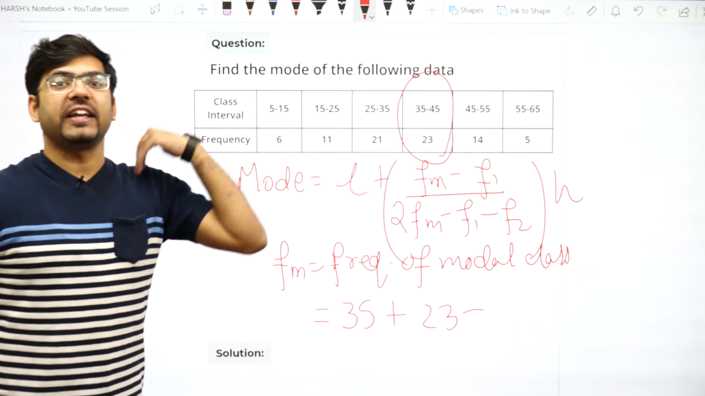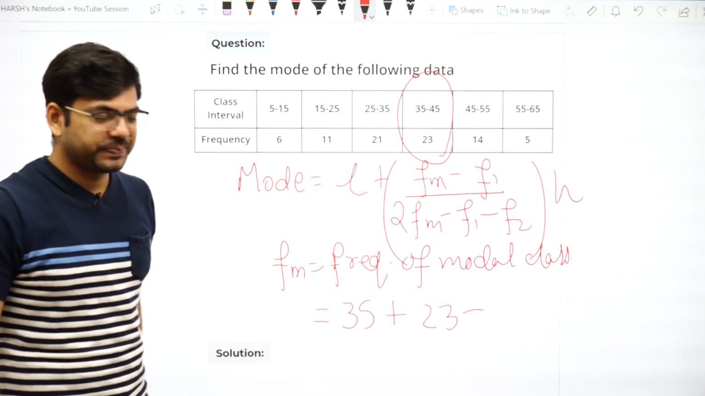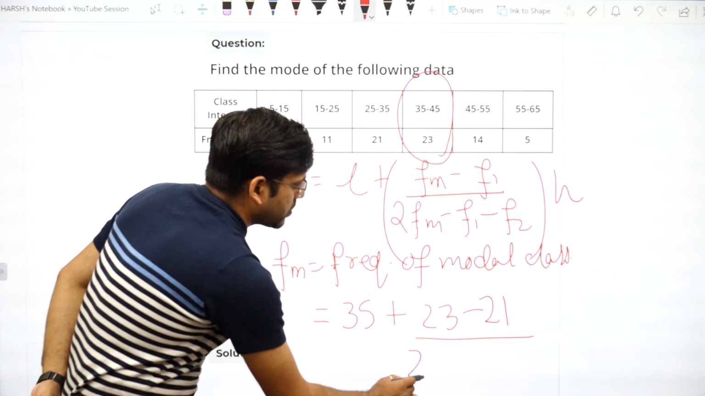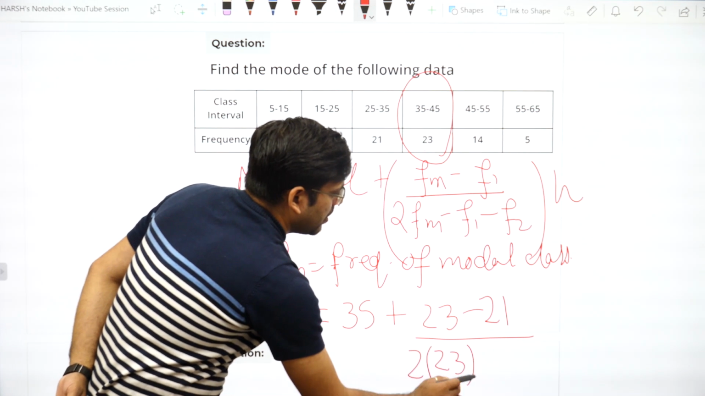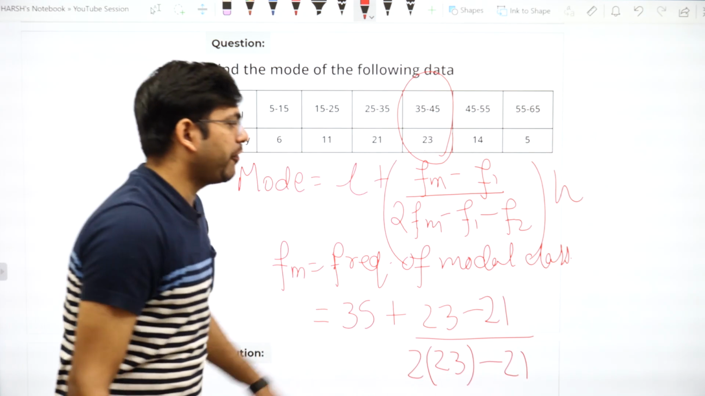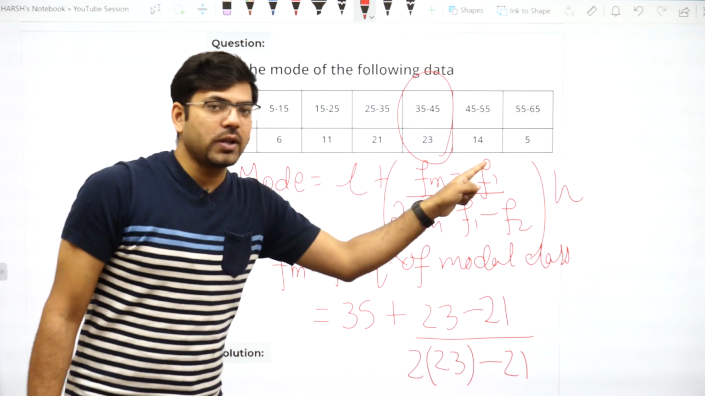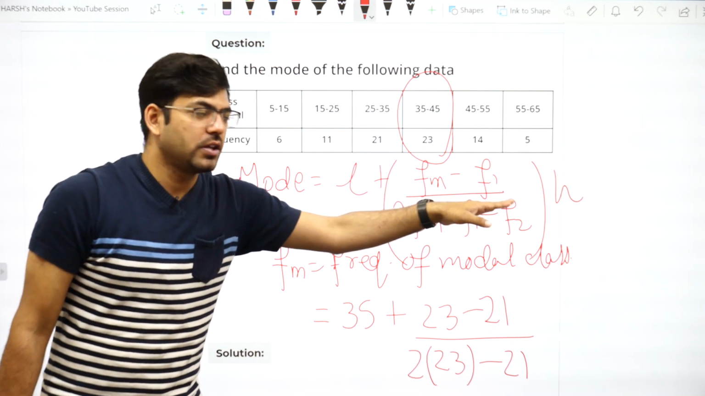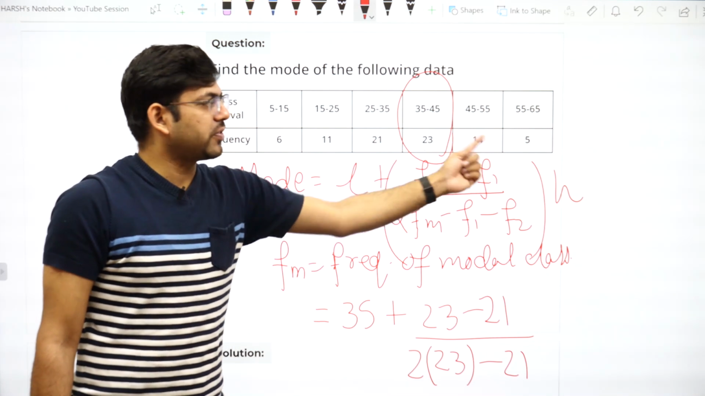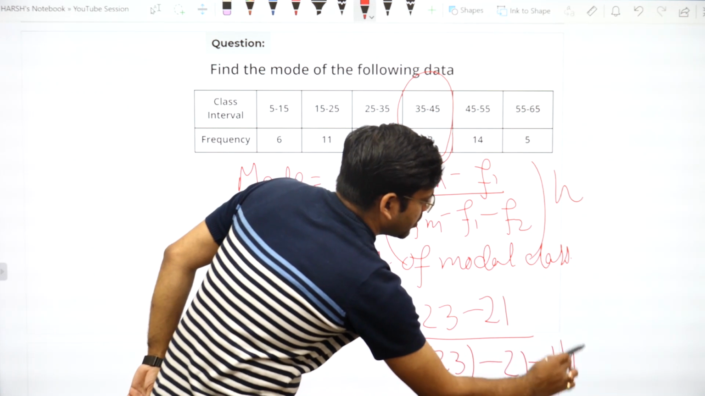F1 means preceding. Previous to this modal class, what is the frequency? So that is 21. 23 minus 21 divided by 2 times 23, so 2 times 23 minus F1. F1 again 21. And F2 is the frequency of the class succeeding the modal class. Succeeding means after this. So this is previous, preceding, and this is succeeding. So this is F1 and this is F2. So F2 value is minus 14.